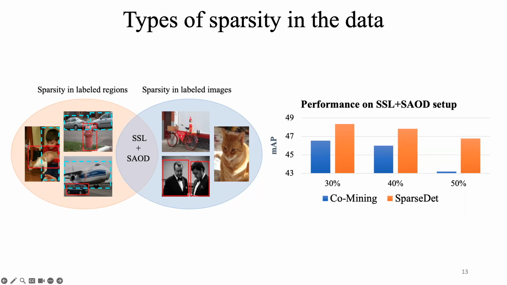To demonstrate this, we propose a new setup which consists of sparsity from both these types. In this SSL plus SAOD setup, the unlabeled set is VOC 2012 and the labeled data is VOC 2007, but with varying levels of sparsity similar to split 5.